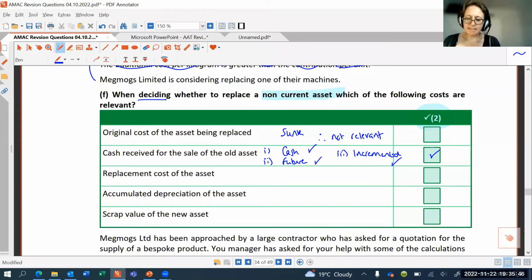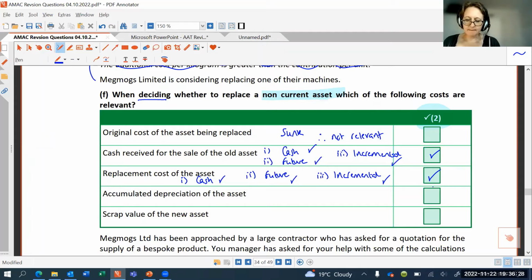I then apply the same criteria to the next one, the replacement cost of the asset. So the cost of the new one. Is it cash? Yes. Is it future? Yes. I haven't made the decision yet. Once I've made the decision, then there would be this cost of buying the new one. Is it incremental? Is it a cost that's only going to happen if I go ahead with this decision? Yes. Because if I decide not to replace my non-current asset, then I won't have to pay for the new one. So that looks to be my second answer.